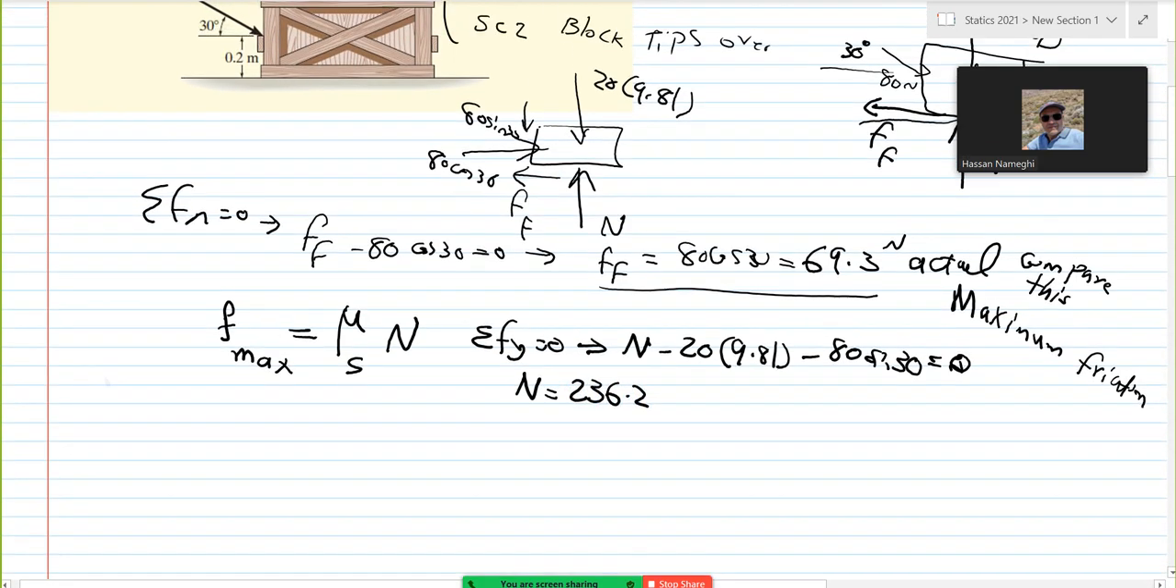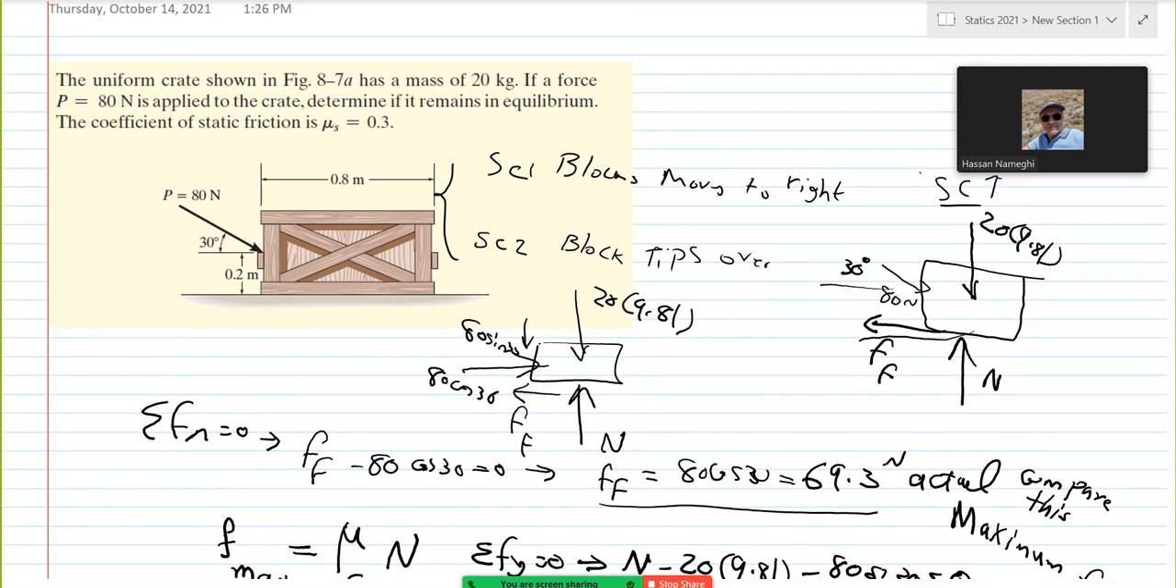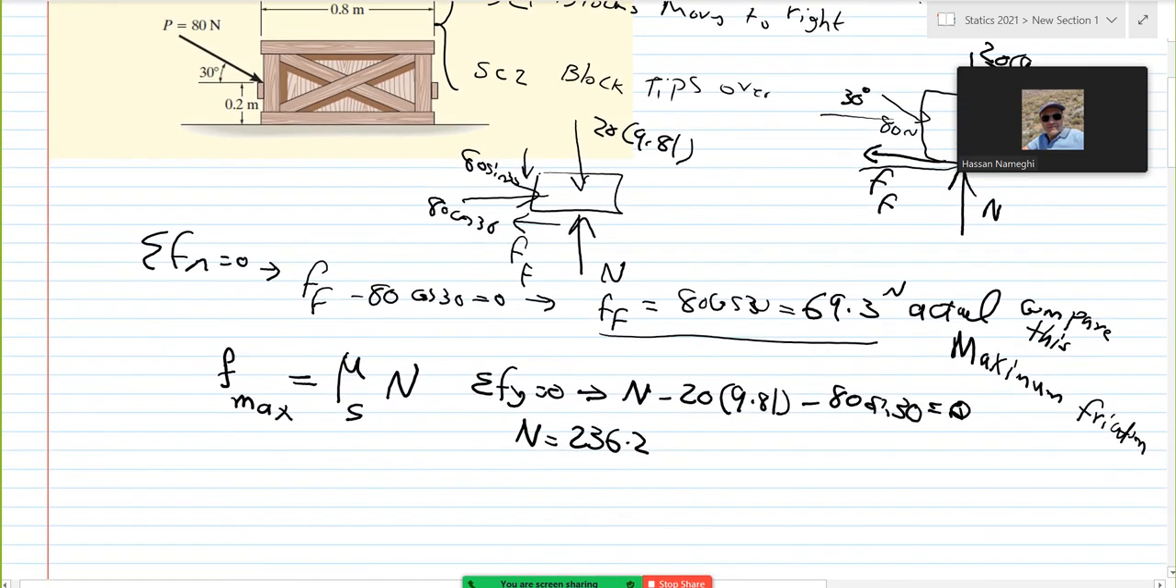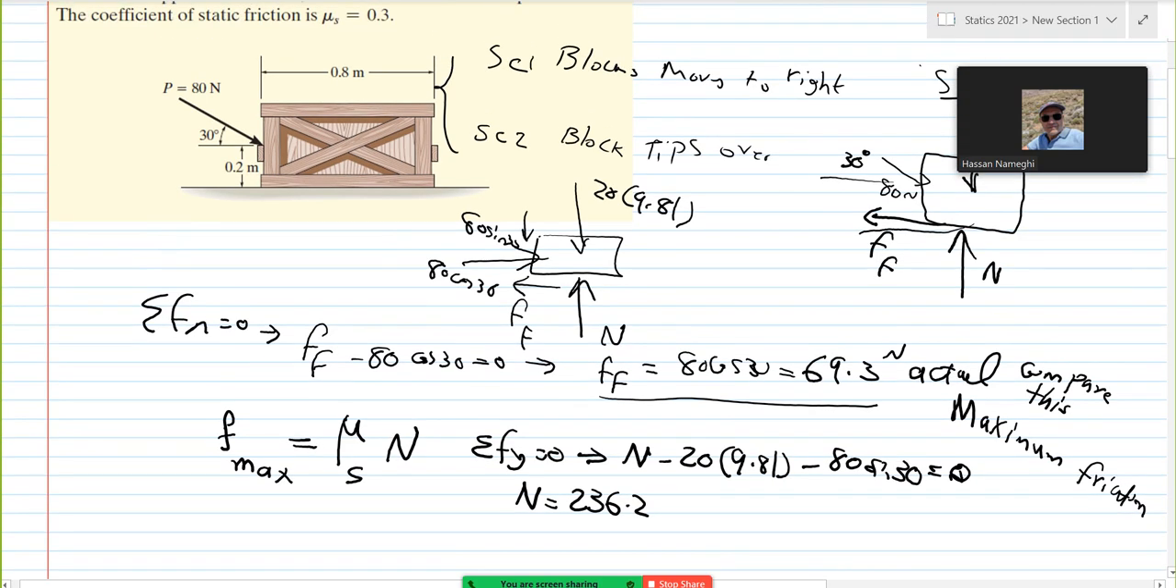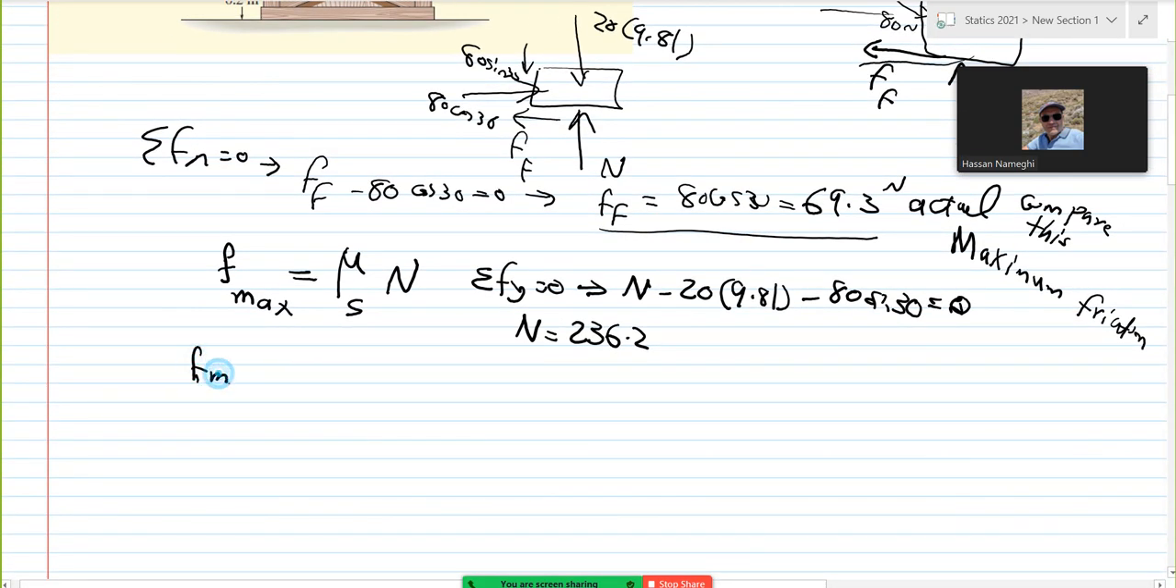Do you remember some of you said that normal force is weight, which is not right. In this case, the weight is 196.2, but your normal force is much more. Why? Because a portion of this force P is pushing the block down. It's not only the weight, the portion of the force that I apply is pushing the object down too. So I have the normal force, then I can use that equation. F max is equal to 0.3 times 236.2.